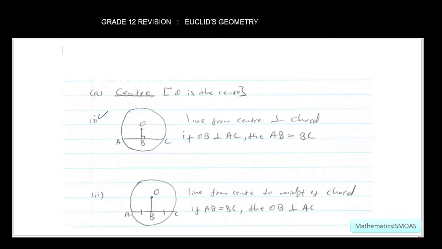Number 1, we are saying a line drawn from the center of the circle perpendicular to the chord bisects the chord. Therefore, if OB is perpendicular to AC, then line segment AB is equal to line BC. And the reason for that is: line from center perpendicular to chord.